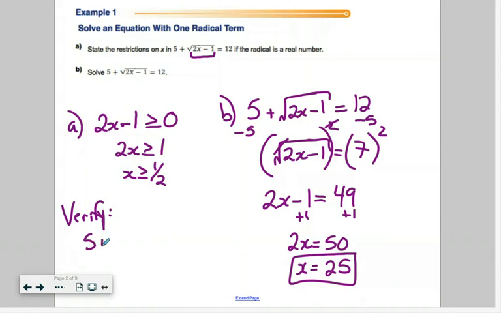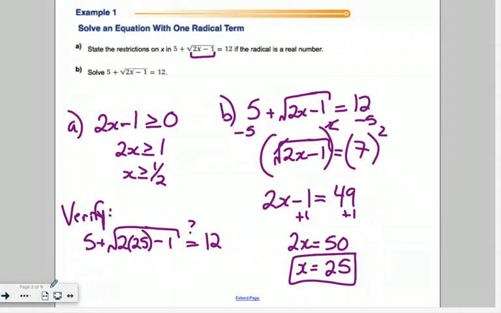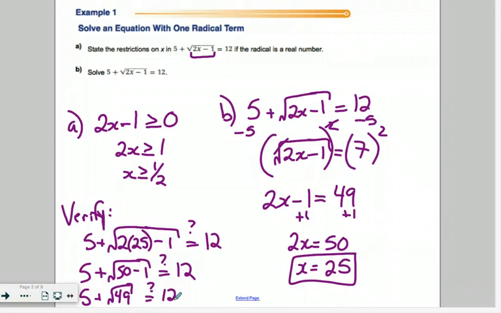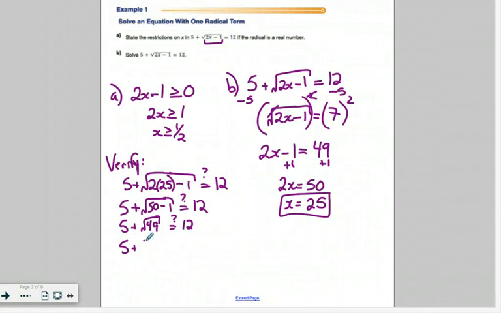So we'll take this 5 plus the square root of 2 times x, which in this case we solved to be 25, minus 1, and seeing does it in fact equal 12. And we'll just follow our BEDMAS, so we'll have to do what's underneath the square root first. So 2 times 25 is 50. And we'll do 50 minus 1, which is 49. And we see here that it's 5 plus the square root of 49, which is 7. Does it equal 12? And it does. So our verification is correct in solving our radical equation in this sense.